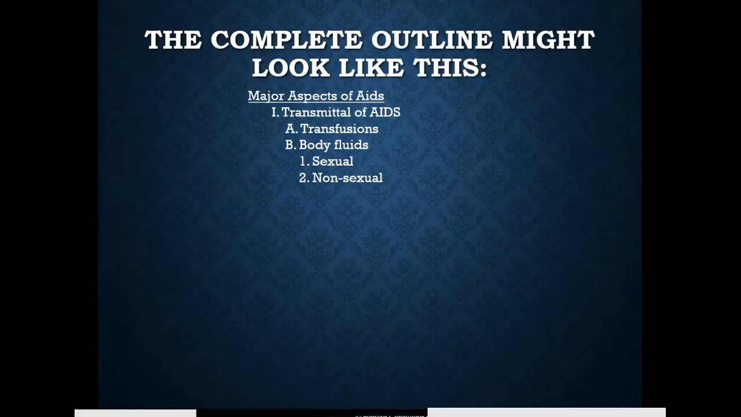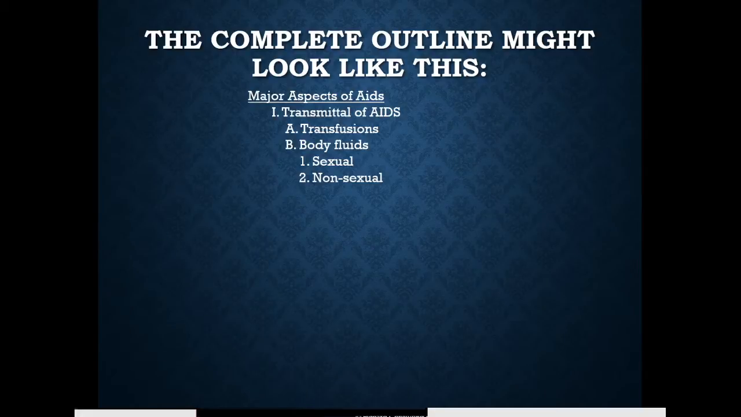Main aspects of AIDS. Now here is your subject, the main aspects of AIDS. Your first main idea that you want to speak about is transmittal of AIDS and how it is transmitted. And you want to go into part A, which is transfusion. B is body fluids. And 1, which is a subpart of B, is sexual and non-sexual.